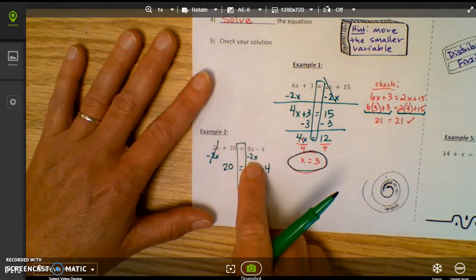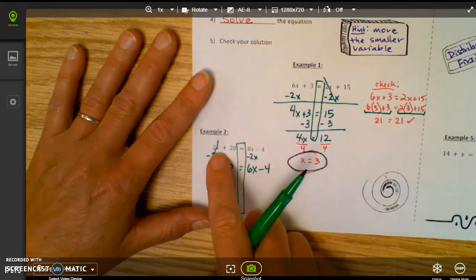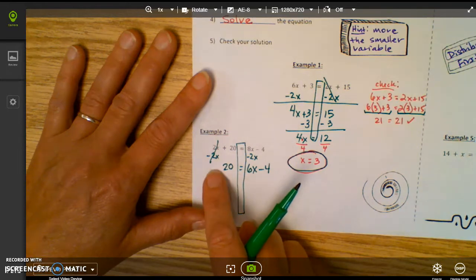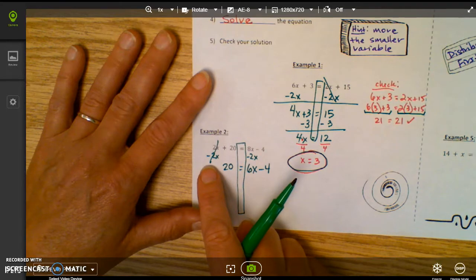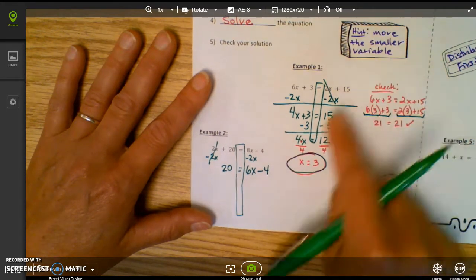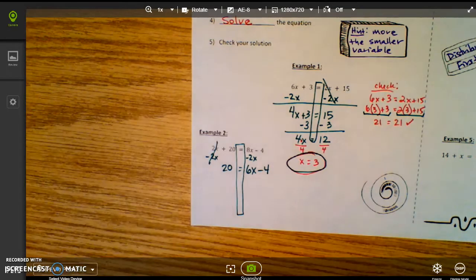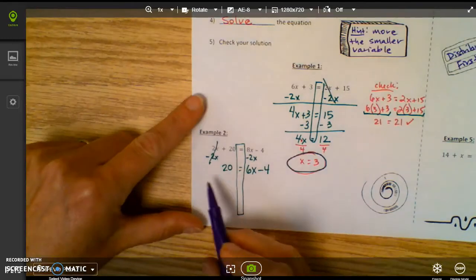Imagine instead if we decided to move our 8x. We'd be subtracting 8x from both sides. 2x minus 8x would leave us with a negative 6x. If you don't like working with negatives because you often make mistakes, then you always want to use this hint: move the smaller variable. That will eliminate the amount of negatives that you have. It doesn't mean you'll never have a negative, but it means it's going to make the problem a little bit easier for you.